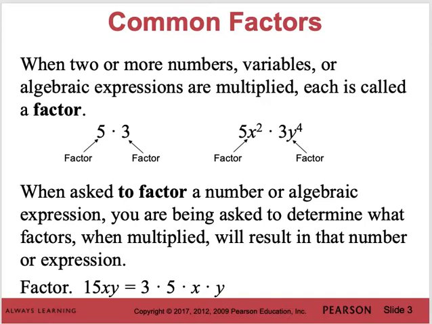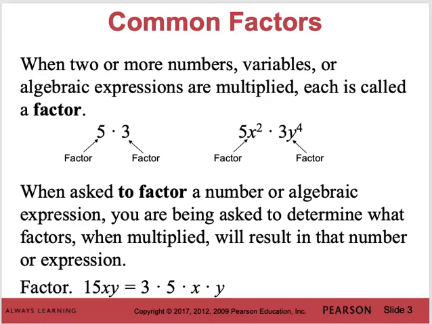When two or more numbers, variables, or algebraic expressions are multiplied, each of those being multiplied is called a factor. 5 times 3 has two factors, 5 and 3. 5x squared times 3y to the fourth power has two factors. When asked to factor a number or algebraic expression, you are being asked to determine what factors, when multiplied, will result in that number or expression. So if we were asked to factor 15xy, we're asking what numbers multiplied together would equal 15xy.